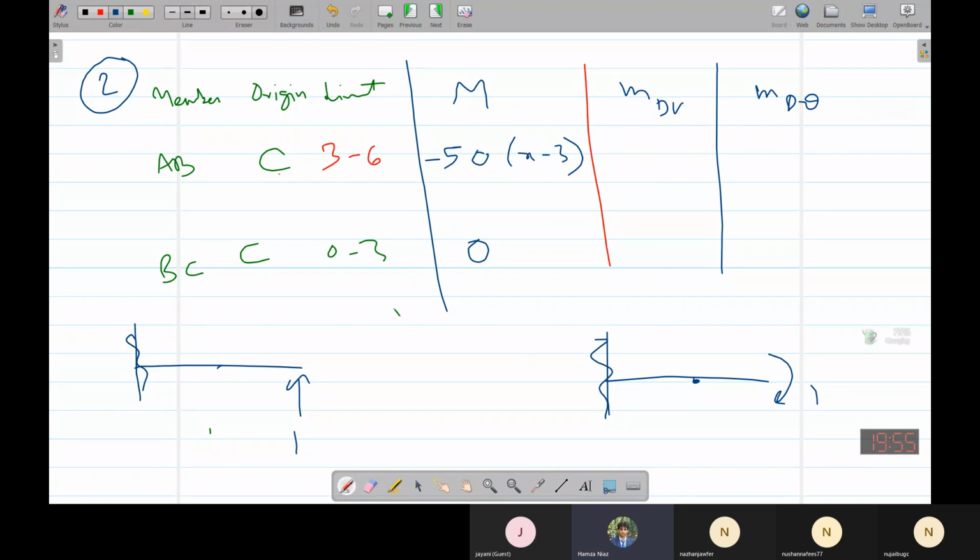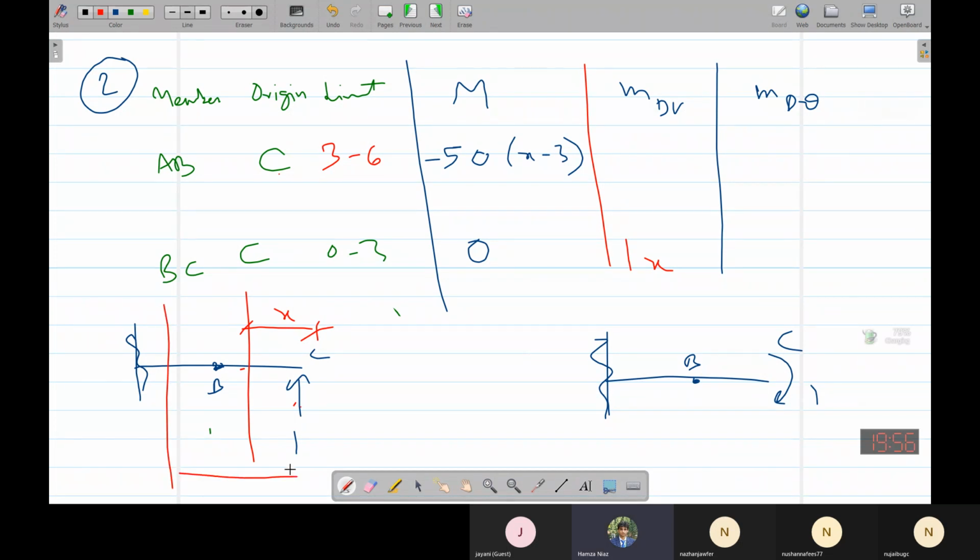In both of these cases, both would be the same because there is nothing in between. B, C, C, C. So first, the primary structure. This one is x, so 1 into x. Why are we writing it as positive? Because it is an upward force.